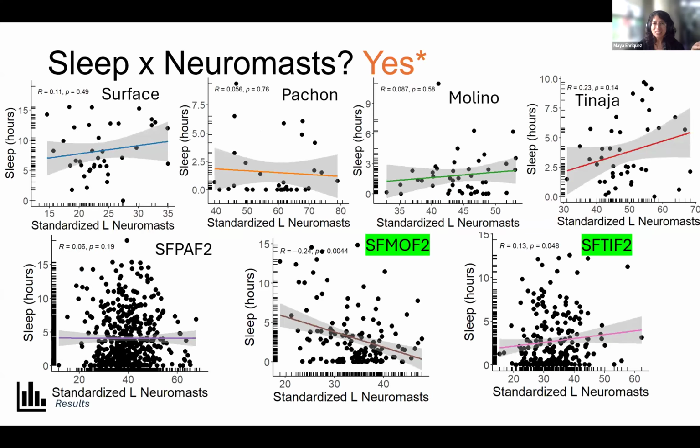And yes, we do. I put a little asterisk just because we aren't seeing any significant correlations in our parental population, which we would hope to first establish, but we do see it in 2 of our hybrid populations. Additionally, here we have parental Tinaja population, we see non-significant, but as you get more neuromast, you seem to sleep more. It's the same trend in the hybrids.